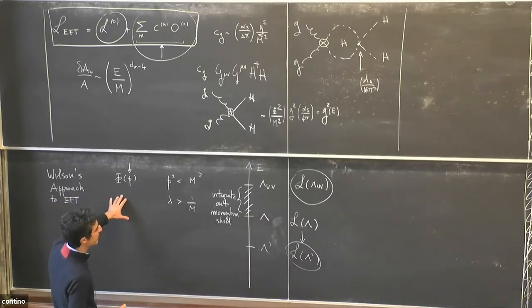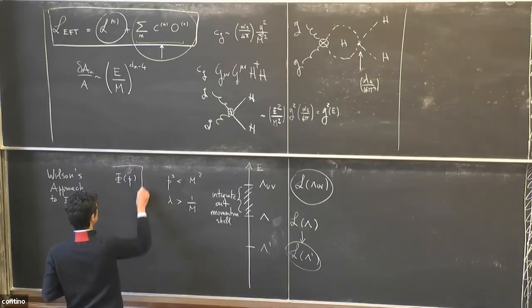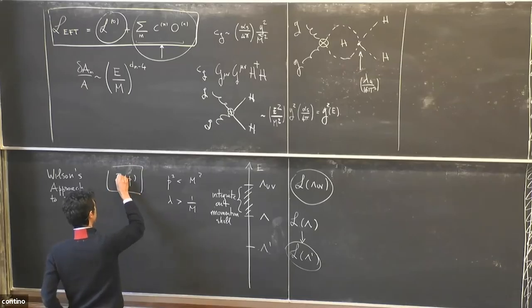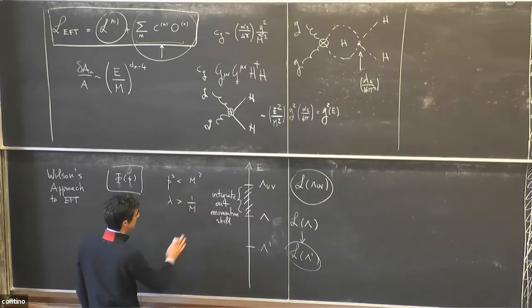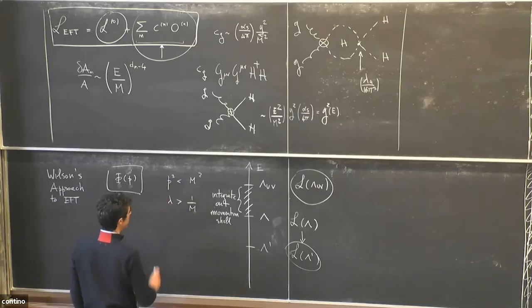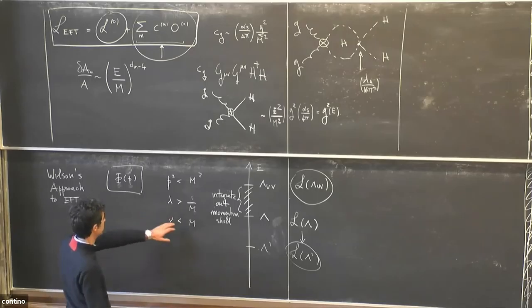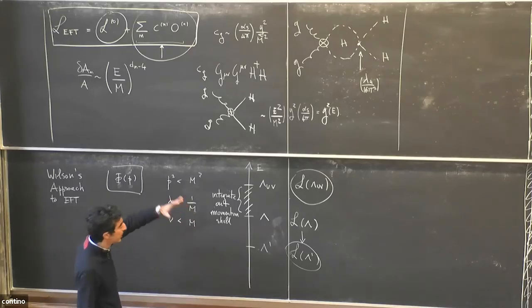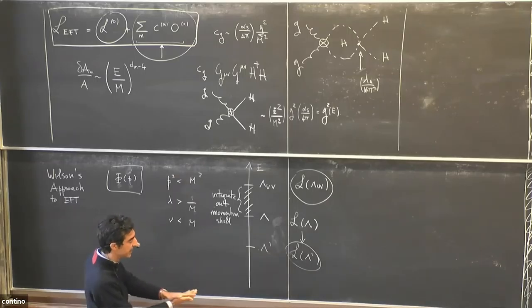What is the difference? I told you that the difference is that the fields which Wilson wants to retain are only fields, degrees of freedom in practice, having wavelengths which are larger than a certain cutoff value, or if you want, energies or frequencies which are smaller than m. So in practice, if you want to do calculations and compute loop effects, here is the difference.